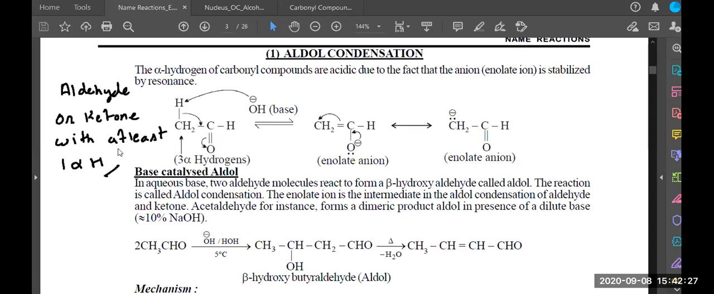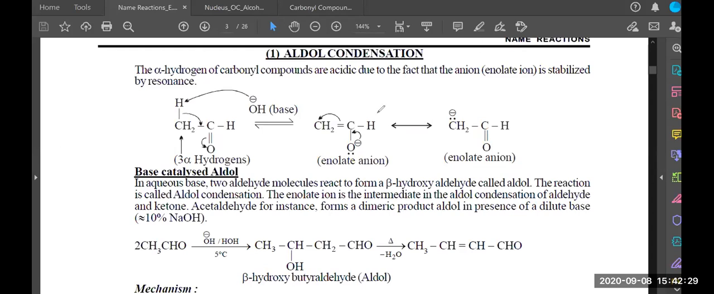Now, when we talk about the reagent, the reagent is base. As simple as that. Now, when we talk about the mechanism, just think about this. We have an aldehyde, nothing else, and we have a base. Most of you might think, okay, if we have a base... Some students thought like this. Suppose we have CH3 C double bond O H.